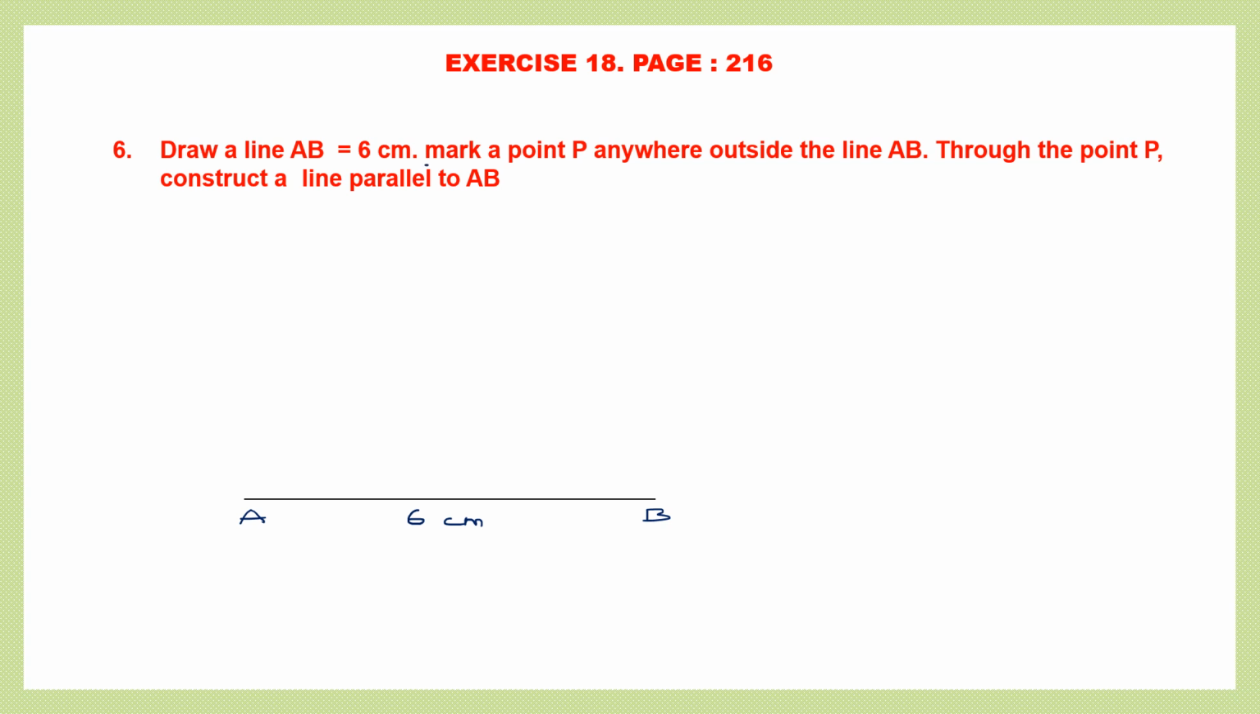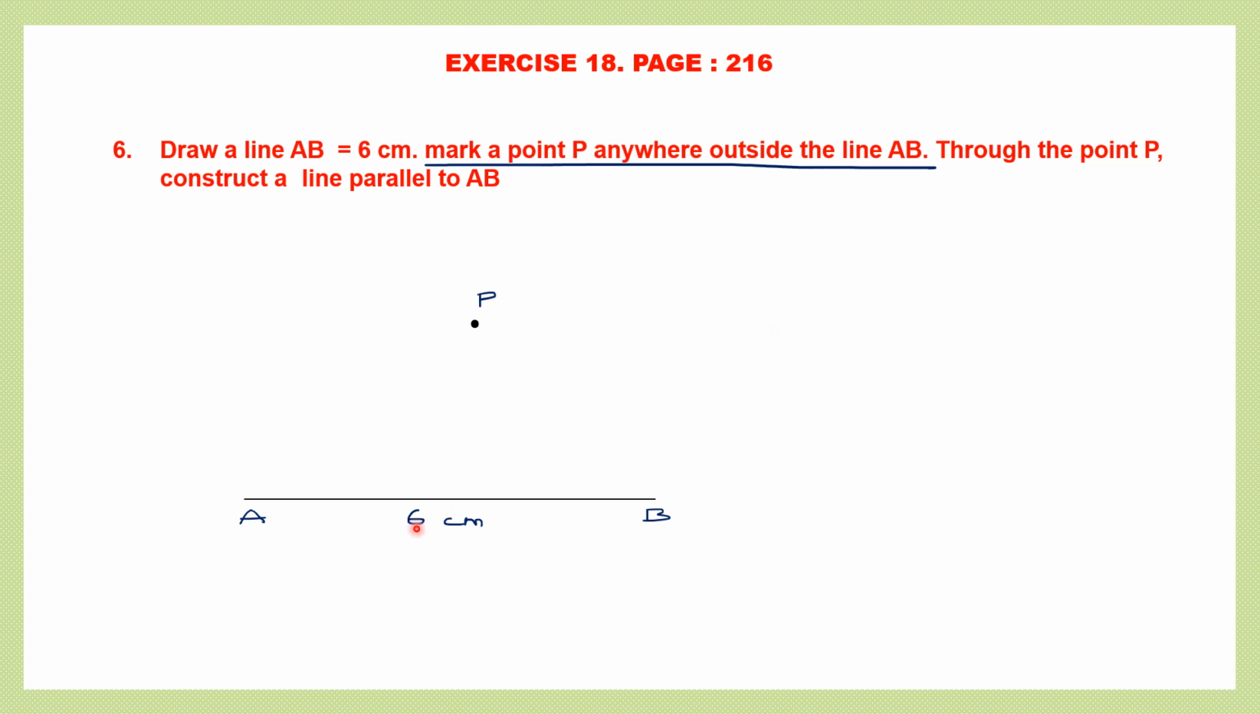Next sentence is mark a point P anywhere outside the line AB. So let's get a point there and let's mark it P, and it says anywhere outside the line AB. Now the next part is through the point P, construct a line parallel to AB. Now this is the point P. If we have to draw a line parallel to AB through this point, the line should come this way, isn't it? So for that line to come that way, there are some steps of construction that we have to do.